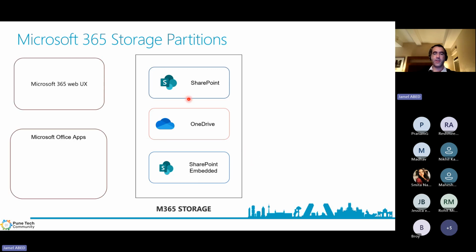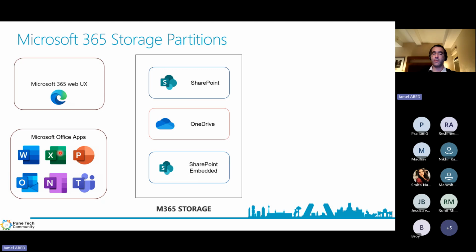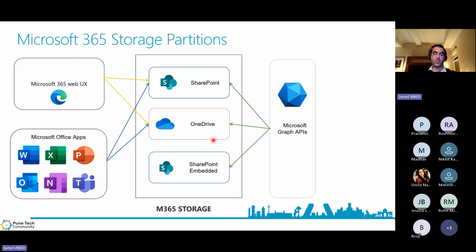And to access the content in a SharePoint site and OneDrive, we can access it online from your browser. And also when you work with Office applications, we can open Office documents stored in SharePoint and OneDrive with Microsoft Office apps. And for SharePoint Embedded, we cannot do it directly. We need to use the Graph API, and the Graph API can access all the files inside your Microsoft 365 tenant.